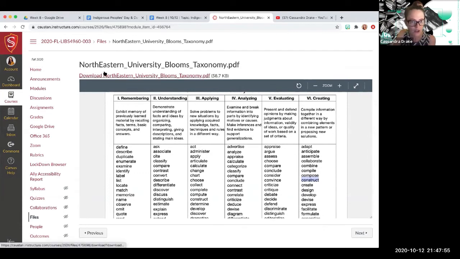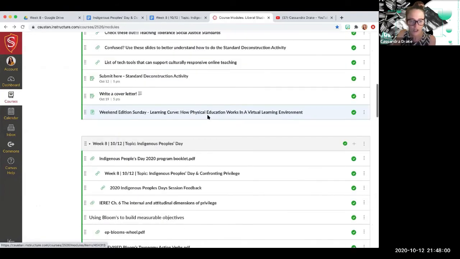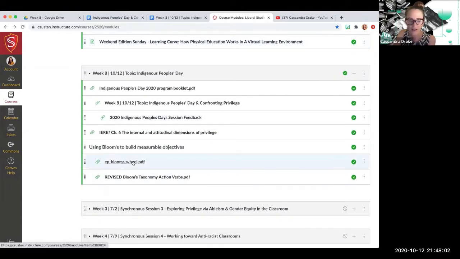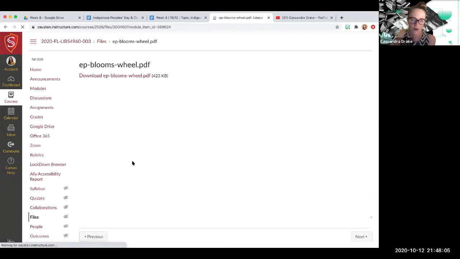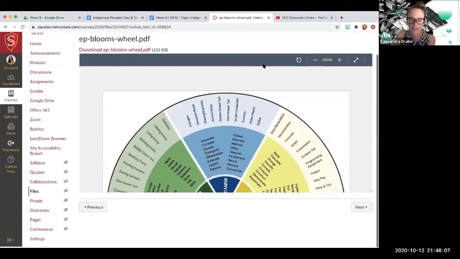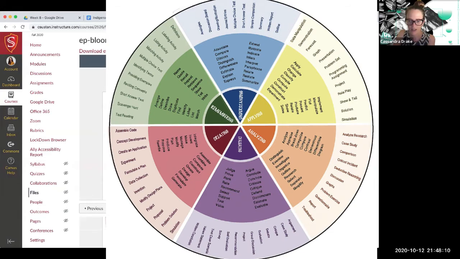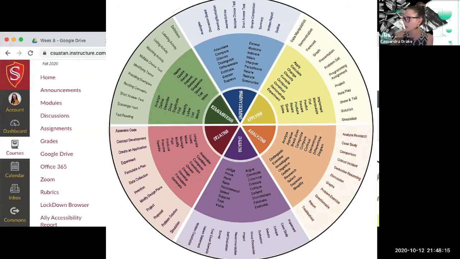So I would like to now point you over to the wheel, which Megan mentioned. They're doing the same thing, just a little bit different formatting, but this looks very similar. Let me make it bigger. So this wheel is doing essentially the same thing. Here's remember, understand, apply, my lower order thinking, and then analyze, evaluate, create, here's my higher order thinking skills.